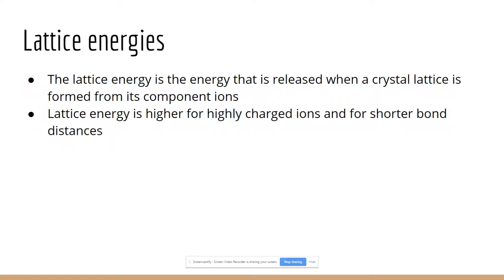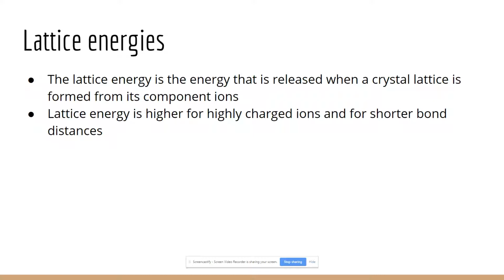Pause here. All right, so we're going to be applying Coulomb's law to lattice energies. The lattice energy is the energy that is released when a crystal lattice is formed from its component ions. So we're talking about ionic solids here. So this is not proper bonding, but it still has a similar sort of idea to it. Remember when we talked about bonding, we knew that every time you formed bonds, it was exothermic. A similar thing happens here.